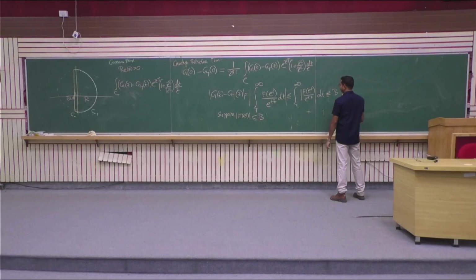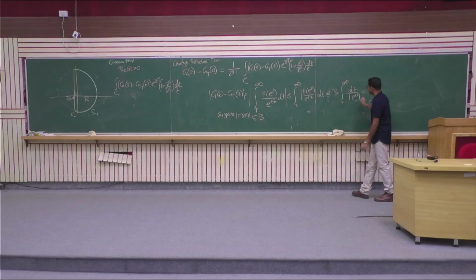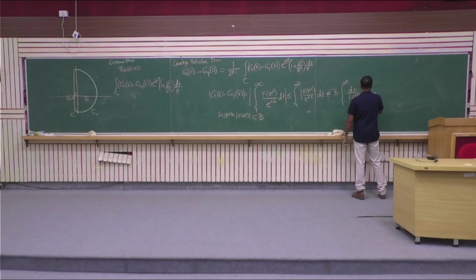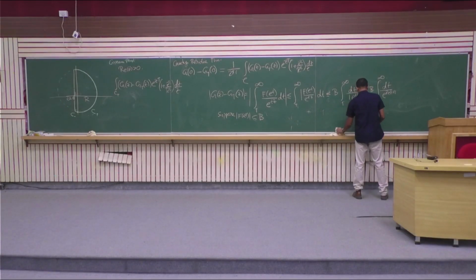So this one is bounded by b times the integral from t to infinity of dt by, then in the denominator we get e to the power tz, and that is, we saw this earlier, right? The real part of this. So this is just b times, and what's that?